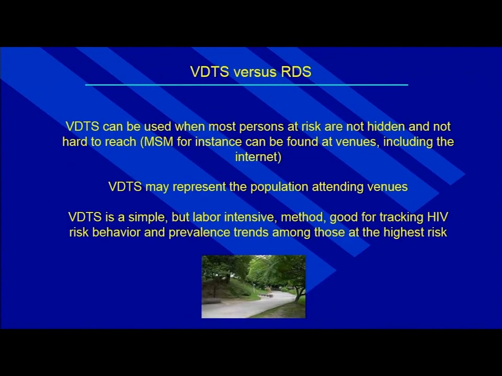I will continue with comparing this a little bit to see in what situations we may actually use each method. VDTS can be used when most persons at risk are not hidden. For instance, in this country, we have done a variety of VDTS samples at venues where MSM and transgender people congregate, because Thailand is an open society, so you can find people at venues. It may be different in, for instance, the Soviet Union or other countries around the world. We actually may prefer to do an RDS sample.